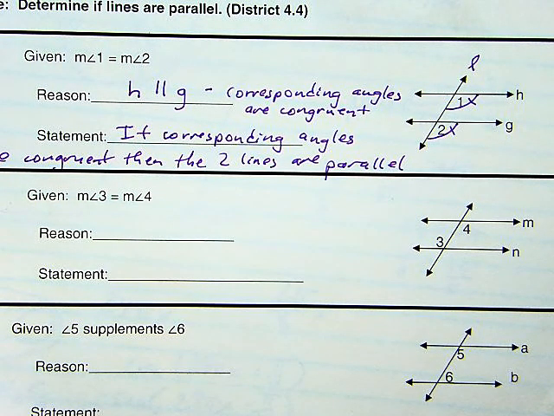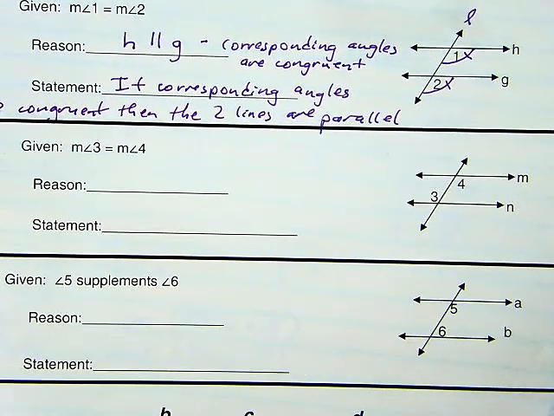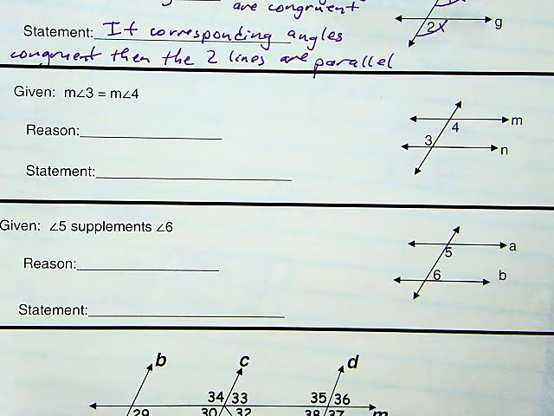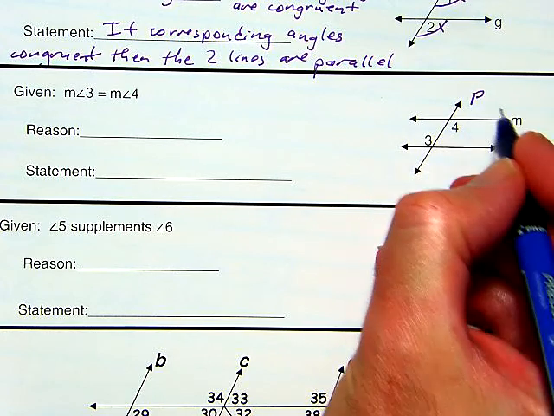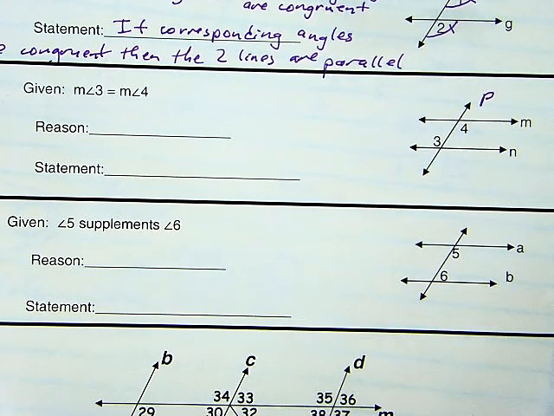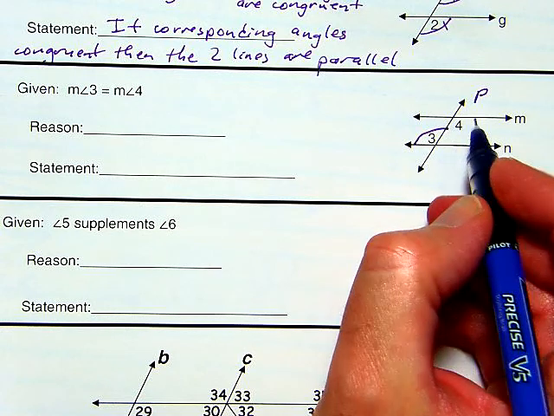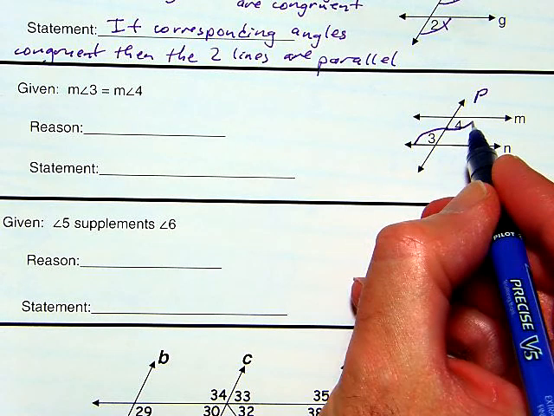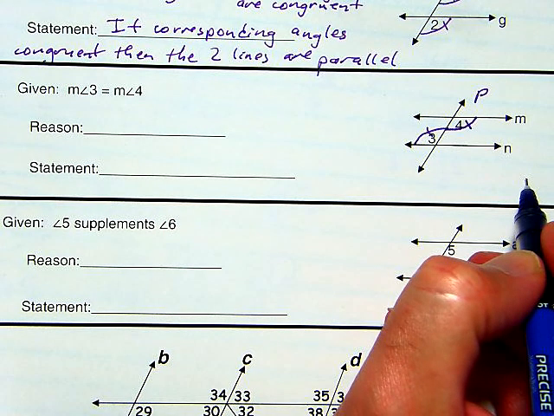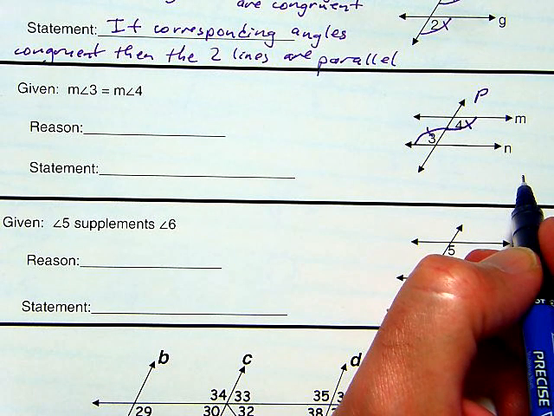Good, let's go on to the next one, problem B here. Again, we have two other lines, line M and line N. And let's say that this transversal is line P. In this case, we're given the fact that the measure of angle 3 is equal to the measure of angle 4. That these two angles are congruent. What can we conclude about lines M and N?